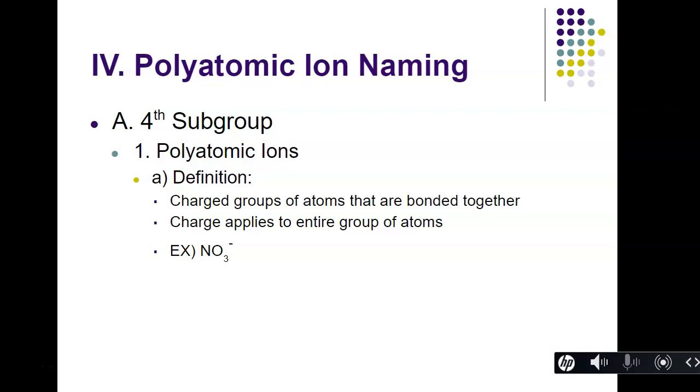See here we have the nitrate ion. It has one nitrogen and three oxygens. These are covalently bonded together. And then we see this negative charge. Now, that negative charge applies to the entire compound. So the negative charge is not on the nitrogen, it's not on the oxygen, it's on the entire thing combined. So that will influence how we make compounds with our polyatomic ions.